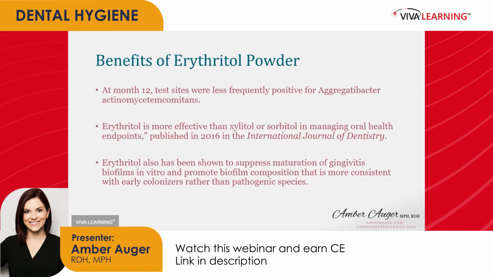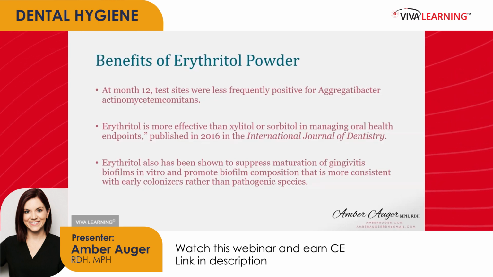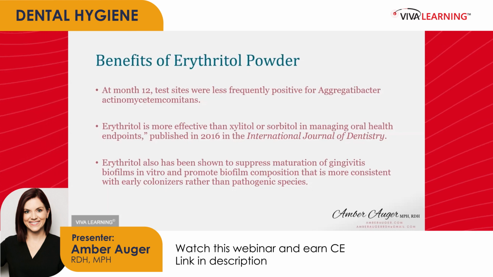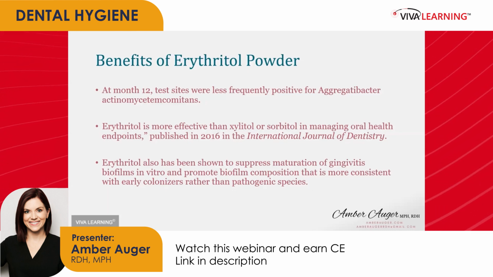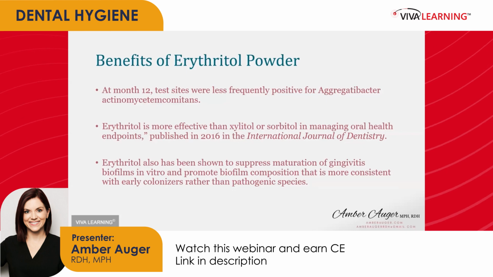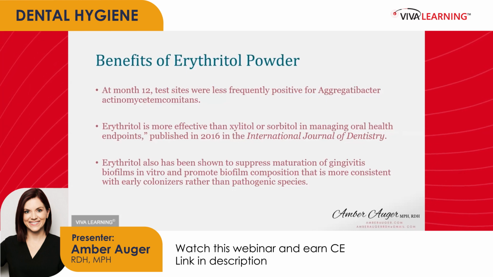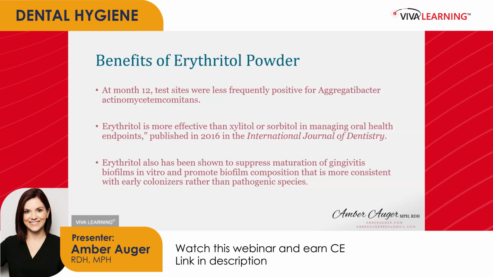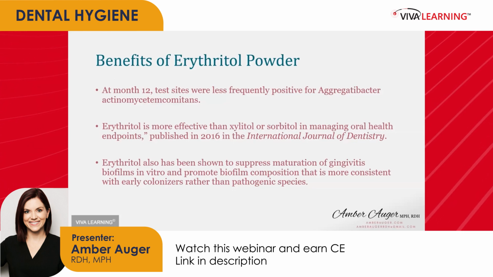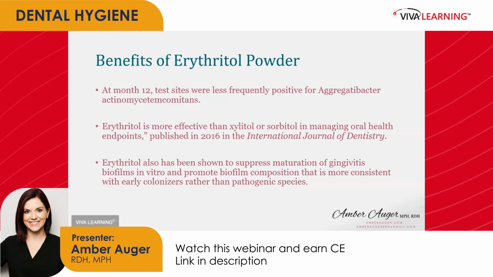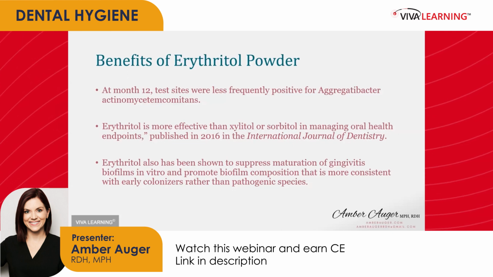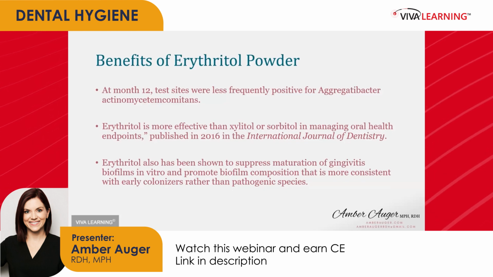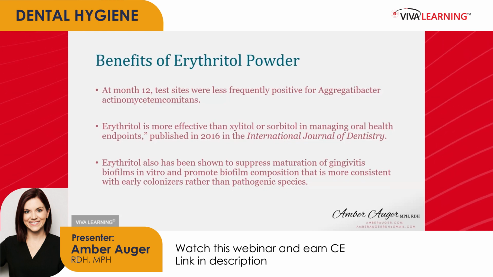So the first powder that we're going to cover tonight is erythritol powder. And the clinical science of the erythritol powder showed that at month 12, test sites were less frequently positive for AA bacteria. And what they did is they followed the patients who were receiving erythritol powder every 6 months. So this is just 2 recare visits. And they were able to show that they're less frequently tested for AA bacteria.